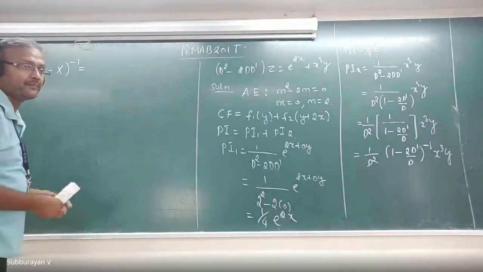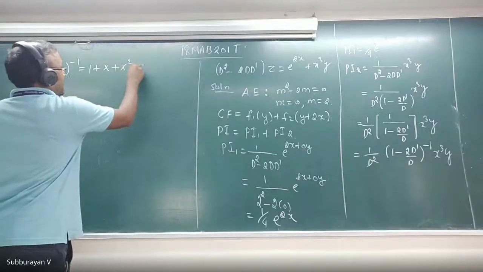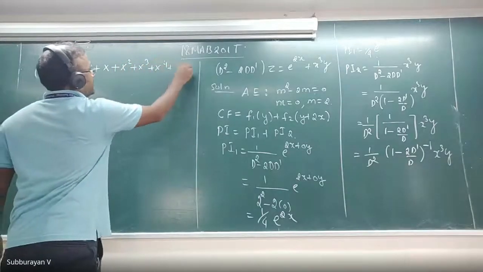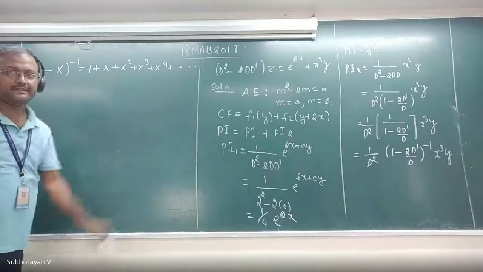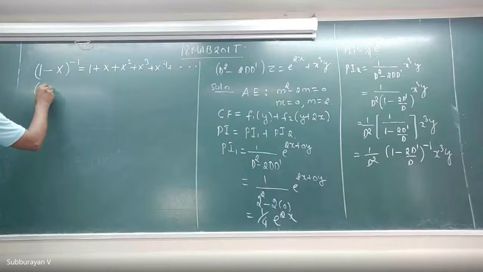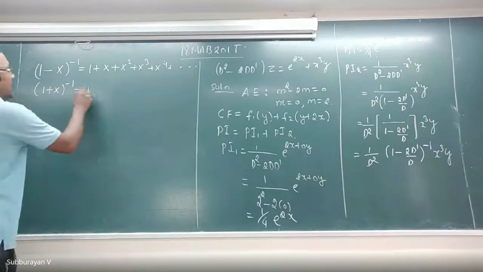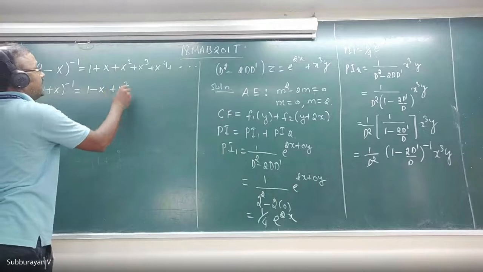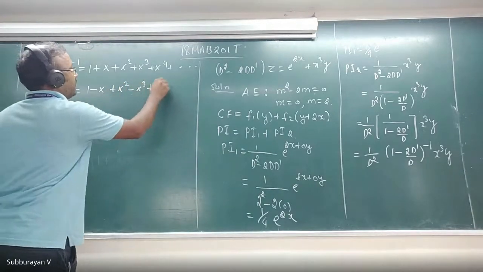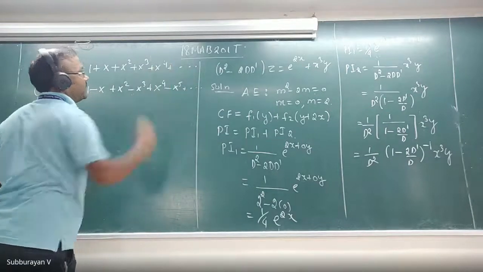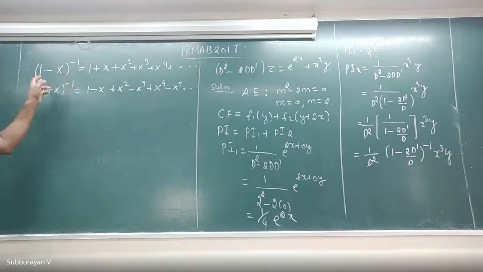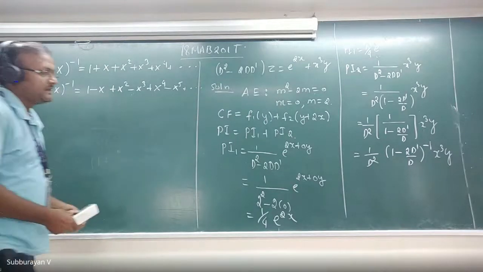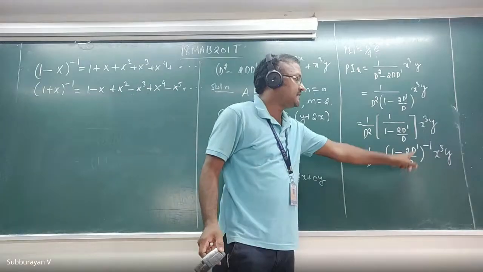Anybody? 1 plus x plus x square plus x cube plus x to the power 4 and so on. This is the binomial series expansion. Similarly 1 plus x whole power minus 1 is 1 minus x plus x square minus x cube plus x to the power 4 minus x to the power 5 and so on. This is the binomial series expansion for 1 minus x whole power minus 1 and 1 plus x whole power minus 1. Now, this is similar to 1 minus x whole power minus 1.